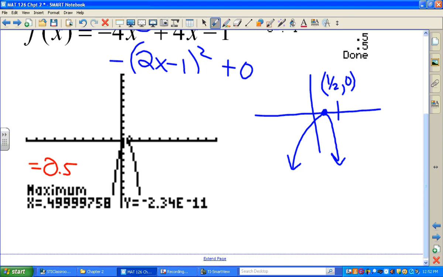0.5 is the x. And this means negative 2.34 times 10 to the negative 11, which we call 0. That's a calculator way of defaulting to 0. You have to be able to read that if you're going to run this calculator. You okay? Some do, some don't. Okay? What? It didn't? Why not?